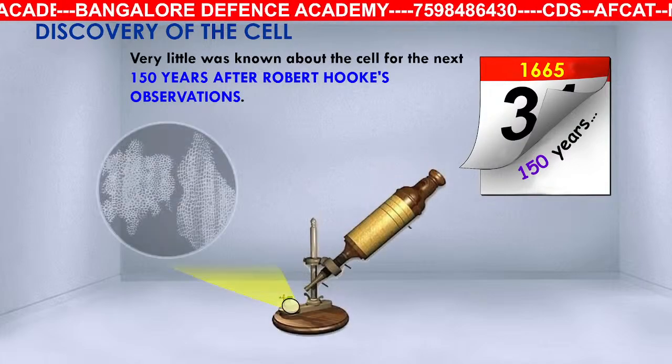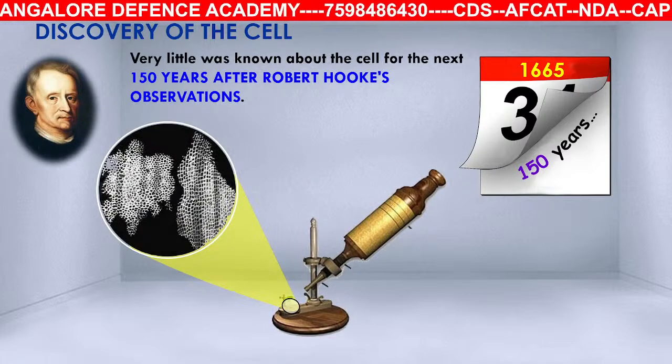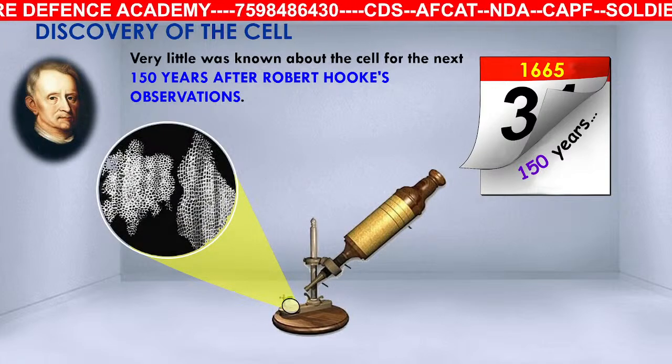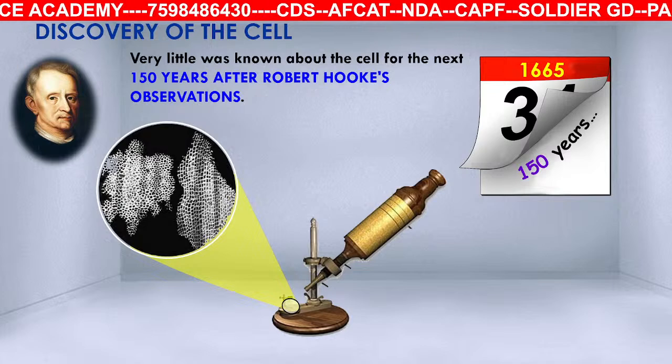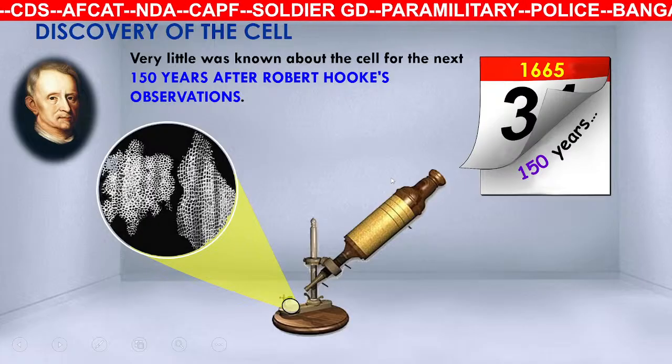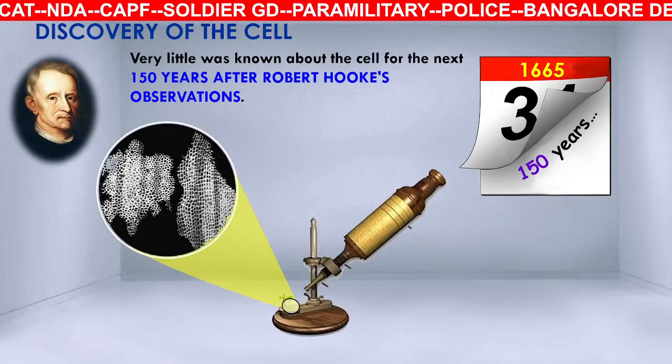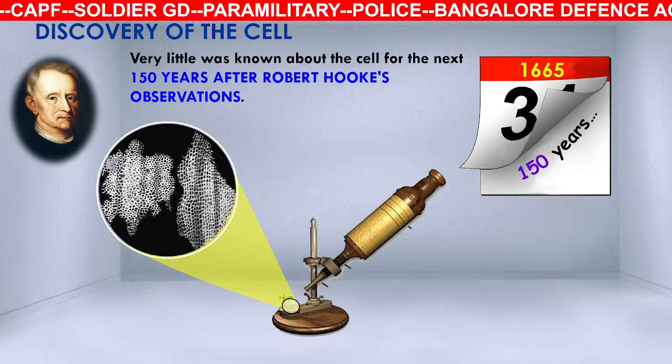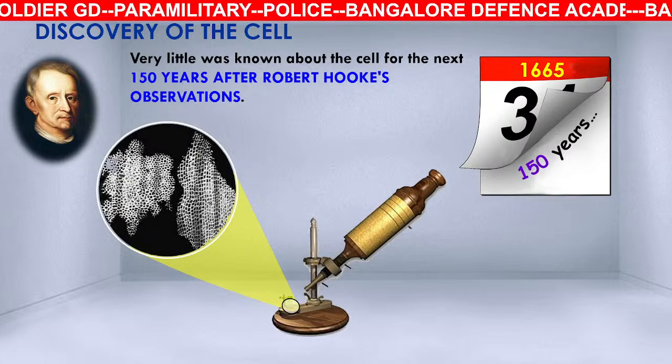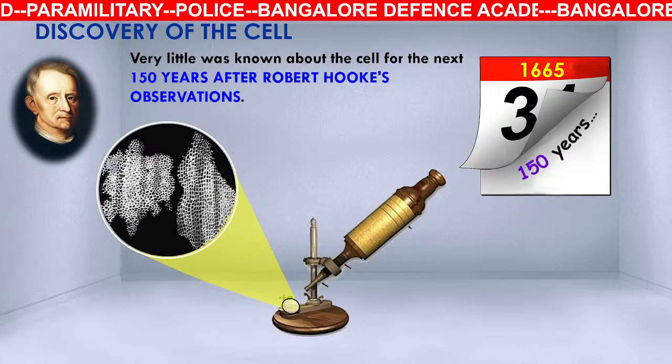1665, look at this. In 1665, Robert Hooke told there is something called a cell, but we didn't have the exact idea how the cell looks like. So that's the reason after 150 years we have cells like this.